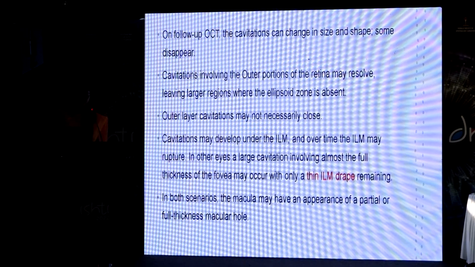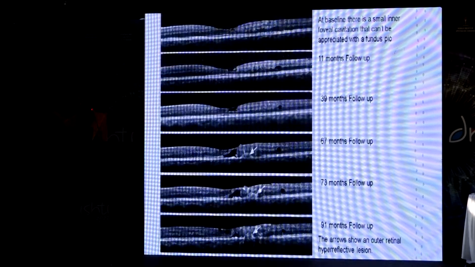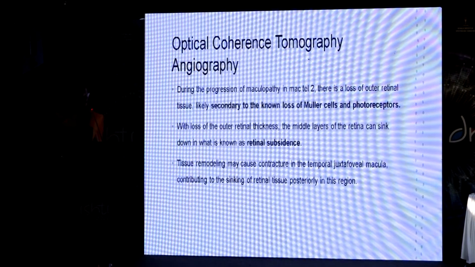Sometimes outer layer cavitations don't close, but under the ILM they may close. Later, the entire area becomes thinned out, and there is only a thin ILM stretching across the cavitations, called the ILM drape sign. Later on, they can have a partial or full thickness macular hole-like appearance. This is a progression that you can see. Here you can see the cavitations beginning. As the follow-up increases, you can see the cavitation involving both the layers, and finally there is only an ILM drape there.